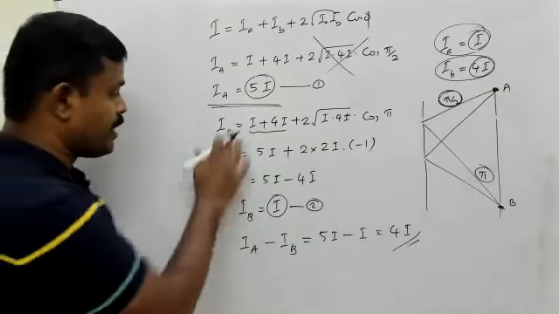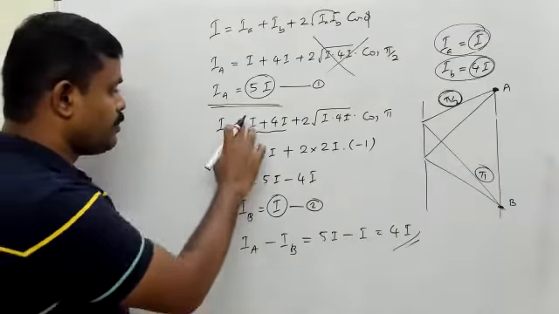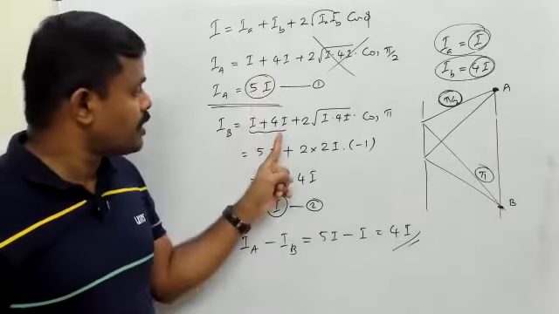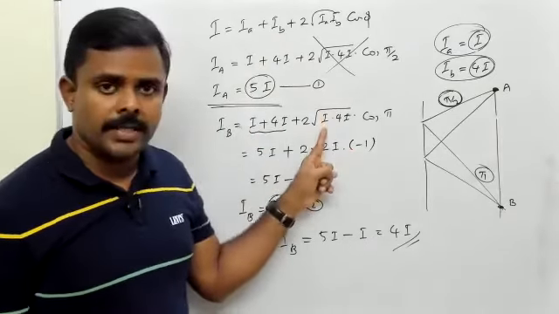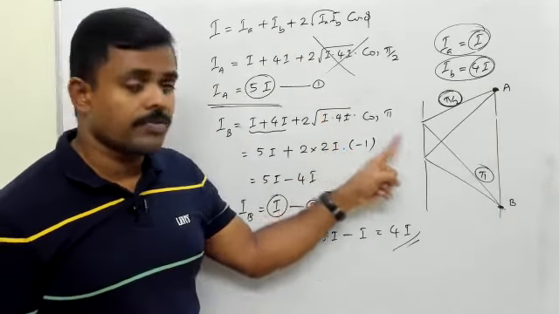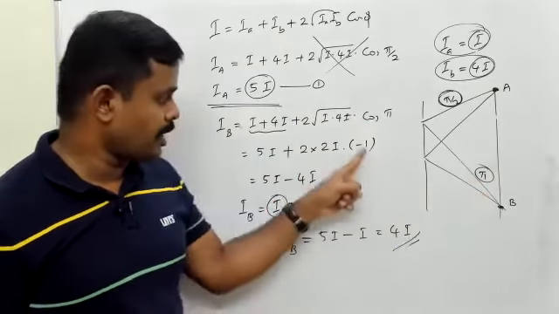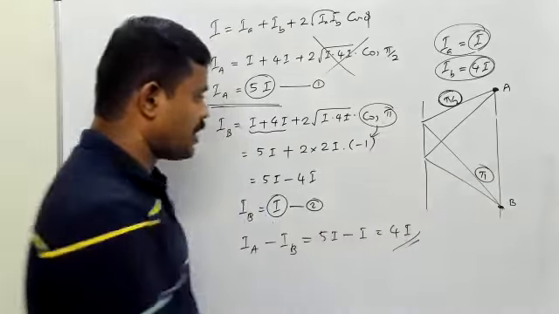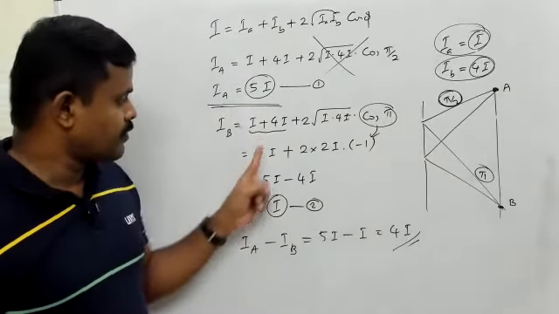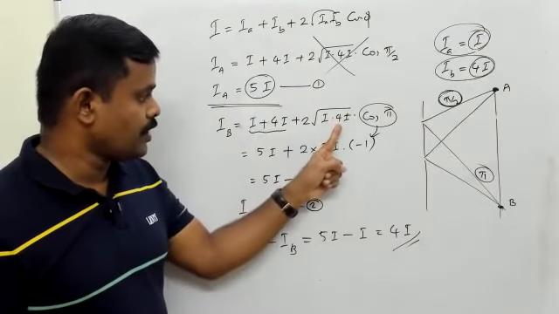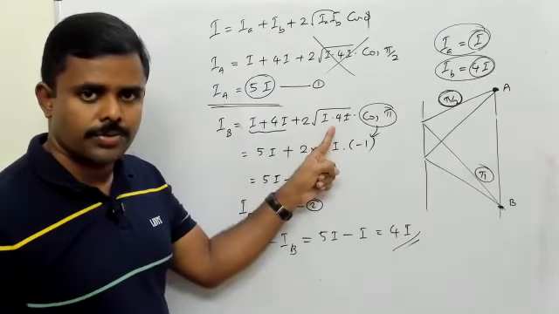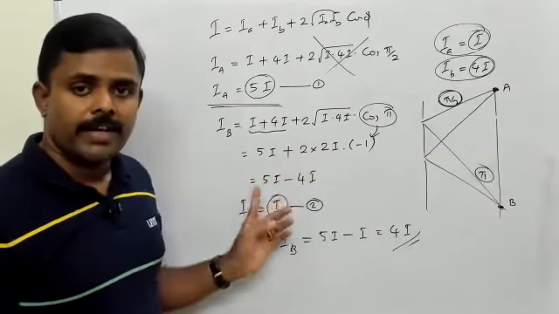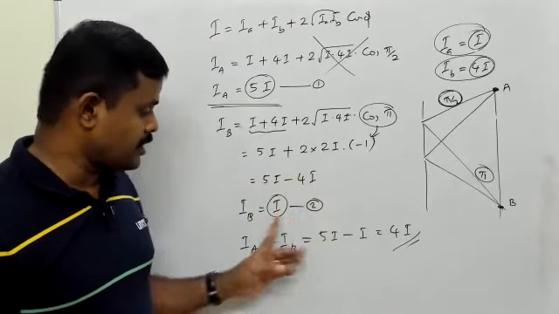Second part is IB. Actually, it's a previous JEE question. IB is what? I plus IA plus IB, that is I plus 4I plus 2 into root of I into 4I into cos of the phase difference for the second case, which is pi. I put it here. Cos pi is what? If you don't know, you have to write it in the margin. Cos pi is minus 1, cos 180. So I plus 4I, 5I, 2 into root of 4I square. Root 4 is 2. I square is I. 2 into 2I, 4I, 4I into minus 1, minus 4I. 5I minus 4I is I. IB is equal to I.